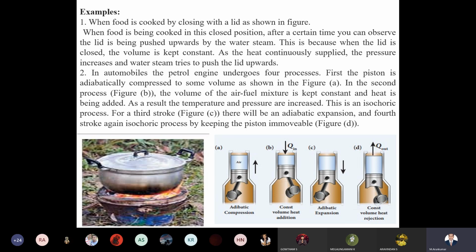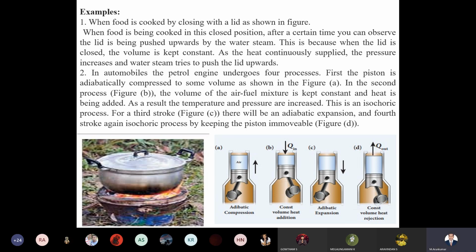Then third process, adiabatic expansion. So first process adiabatic compression, second process isochoric process, and third process adiabatic expansion. Then the fourth process again isochoric process. Isochoric in the sense we have to keep the volume constant, right? So these are the examples.